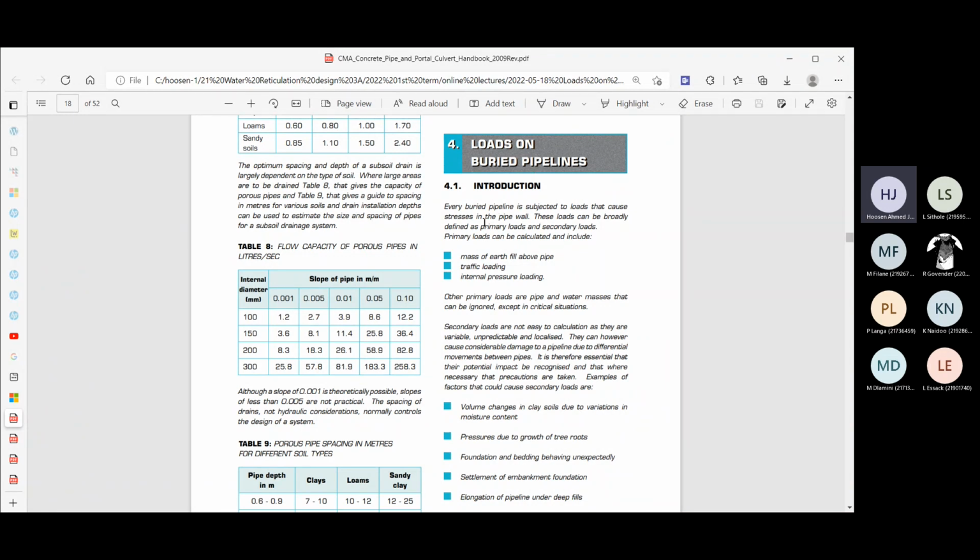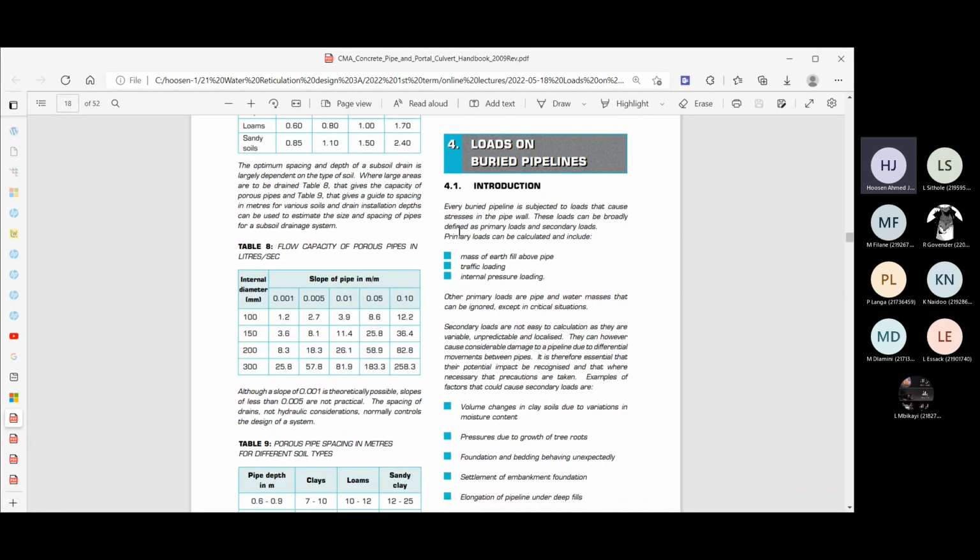Now, every buried pipeline will be subjected to loads, and those loads will cause stresses in those pipe walls. It's easy to work out what the strength of a pipe is as a circular section, and that's from your mechanics of materials. You'll be able to determine what the strength of that pipeline is, and then once you know the loads that apply to the pipeline, you can work out what the stress in the pipeline is and see whether the pipe is strong enough for that.